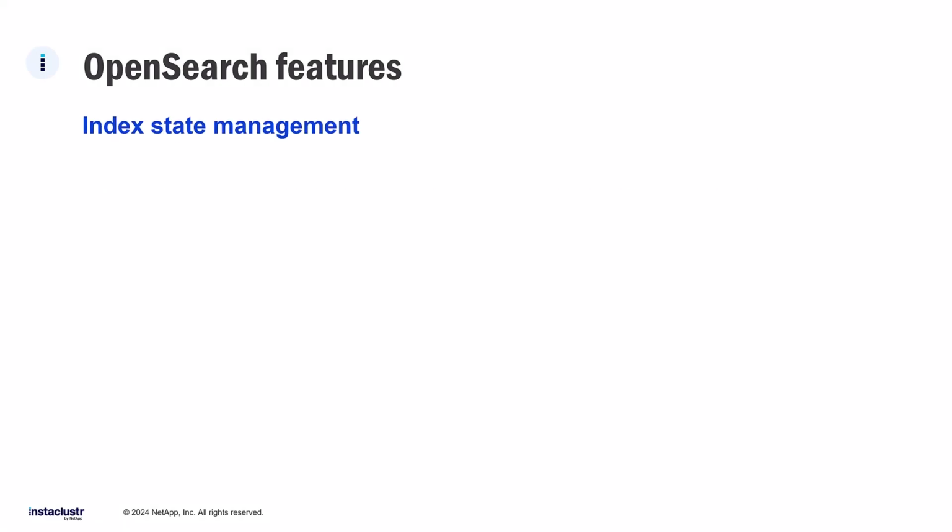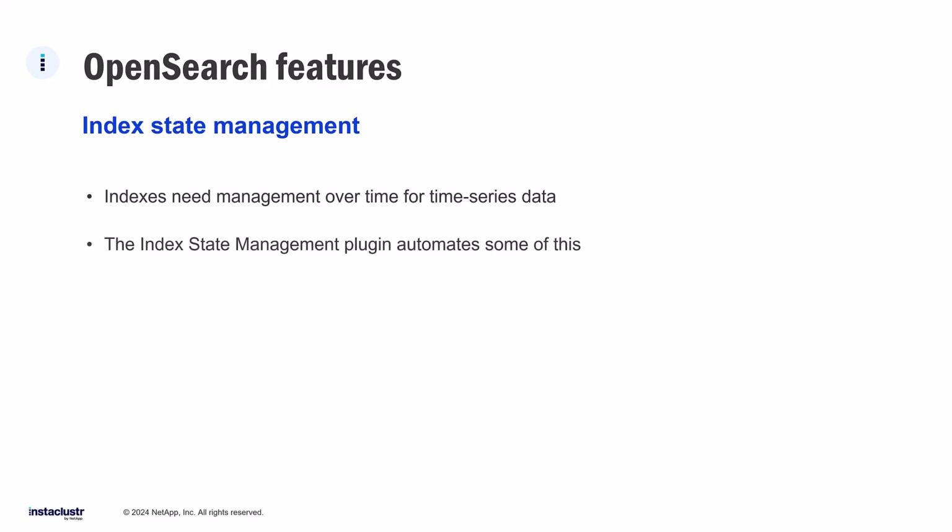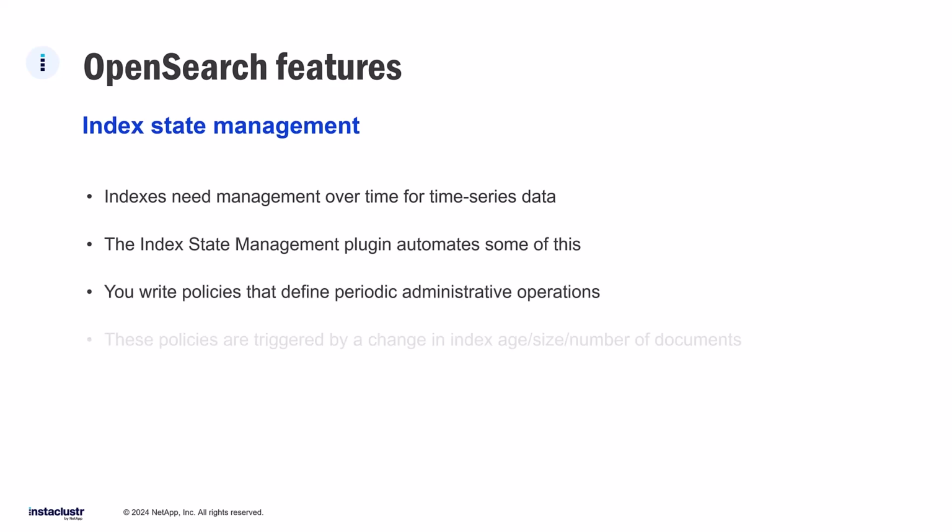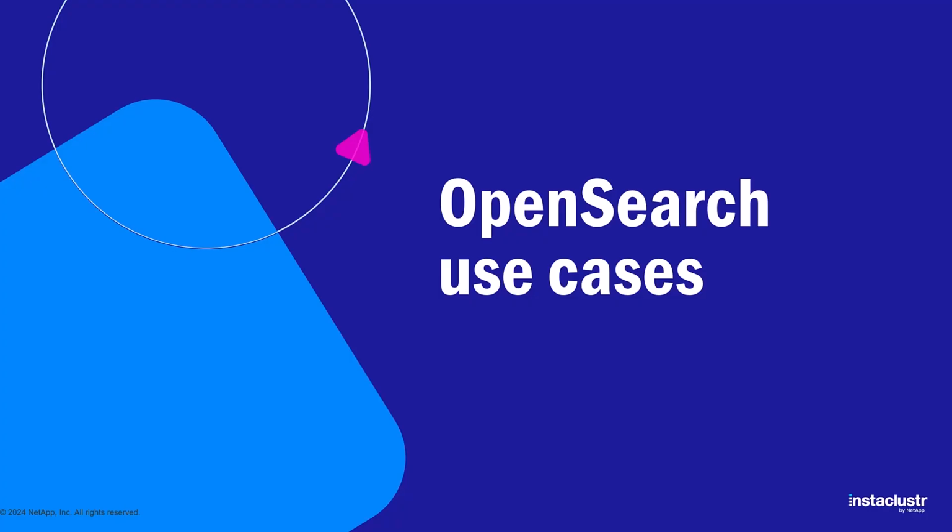When you're dealing with time series data in OpenSearch, prioritization of new data over old data is a factor. Sometimes you want to scale down replicas or delete indexes over time. Index state management allows you to do this by defining policies that handle periodic administrative operations. These policies are triggered by the change in the index size, the number of documents, or the age of the index.